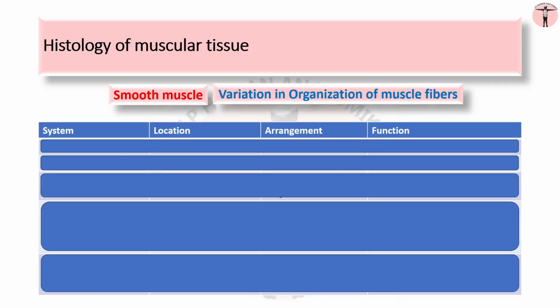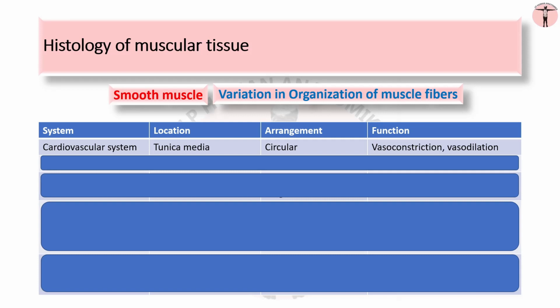Depending on the functional requirements, the smooth muscle fibers are arranged in different ways. Cardiovascular system. Smooth muscle cells are present in all blood vessels in the tunica media, excluding capillaries. The fibers are arranged circularly around the wall. Smooth muscle contraction and dilation in blood vessels, called vasoconstriction and vasodilation respectively, controls blood vessel diameter, thereby controlling the distribution of blood and determining blood pressure.